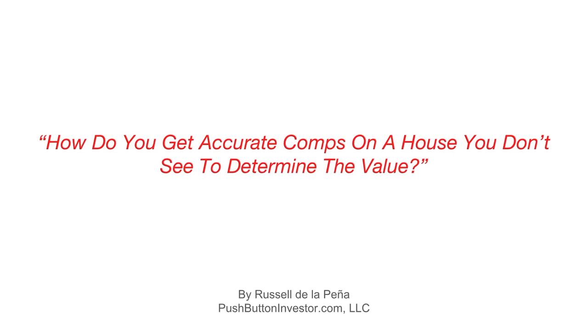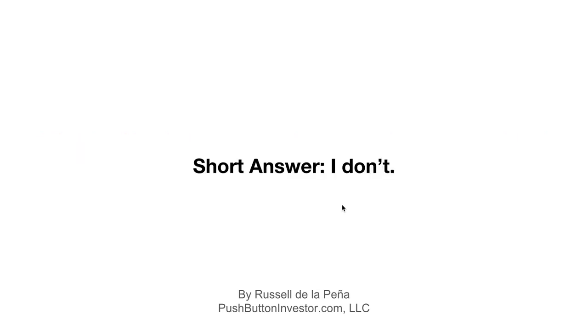Sometimes certain properties, depending on where they're located or what they come with, if there's like a workshop or whatever, are harder to get or derive a price, a value from. And so the reason I don't have to do that, well, let me answer this question. How do you get accurate comps on a house you don't see to determine the value? So the short answer is I don't.